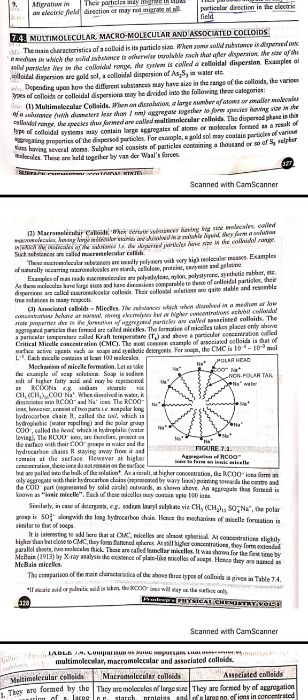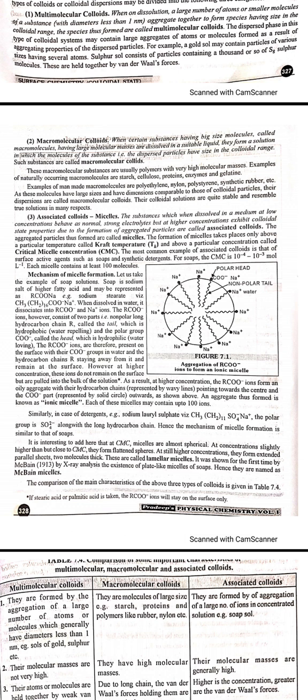Now, our third one is associated colloids. The substances which, when dissolved in a medium at low concentration, behave as normal strong electrolytes but at higher concentration exhibit colloidal state properties due to the formation of aggregate particles are called associated colloids. The aggregated particles thus formed are called micelles. The formation of micelles takes place only above a particular temperature called Kraft temperature, Tk, and above a particular concentration called critical micelle concentration, CMC.